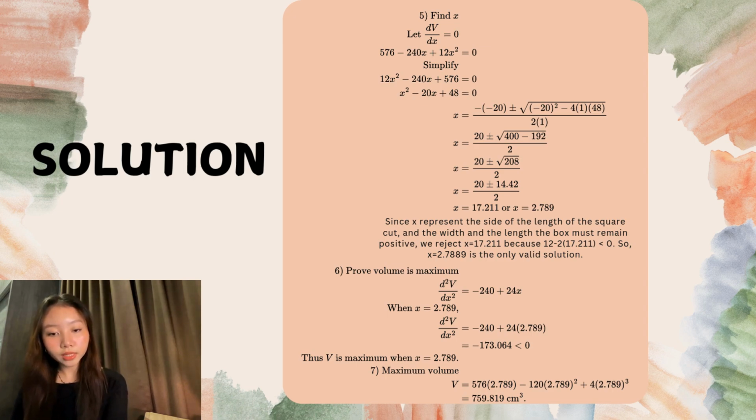So next we'll be looking at the sixth step, which is prove volume is maximum. So here we need to prove whether it is maximum or minimum. So here the answer is negative, meaning it is maximum. So for the last step, it is maximum volume.